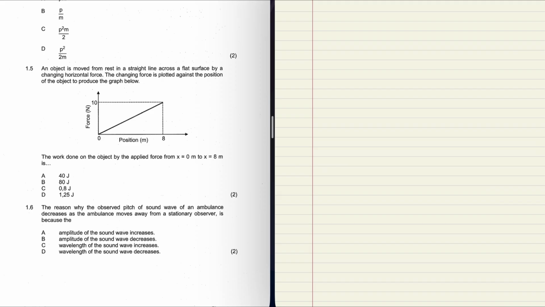The work done on the object by the applied force from x equals 0 to x equals 8 is... Now we can use the formula. Work is equal to F times delta x times cos theta. Now F times delta x is actually the area. So if I want the work, I just calculate the area under this. So area is going to equal half base times height, and that's equal to 40 joules. So the answer is A.